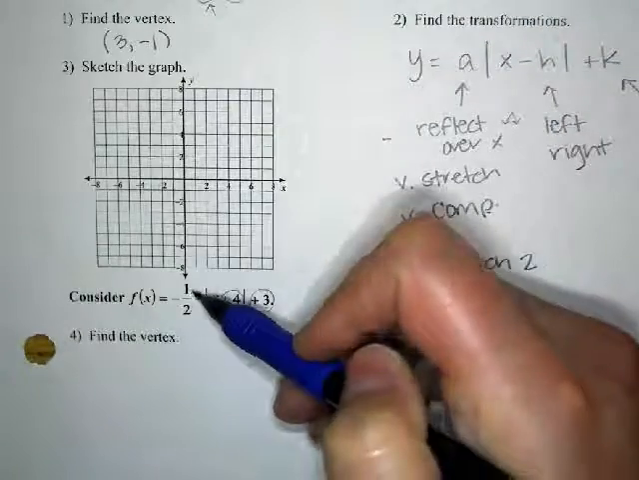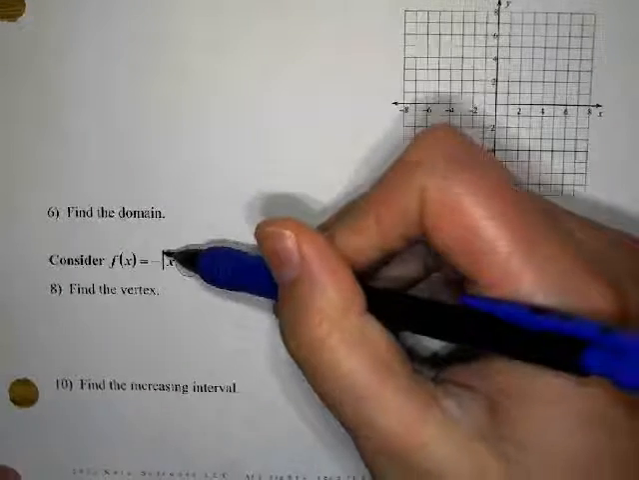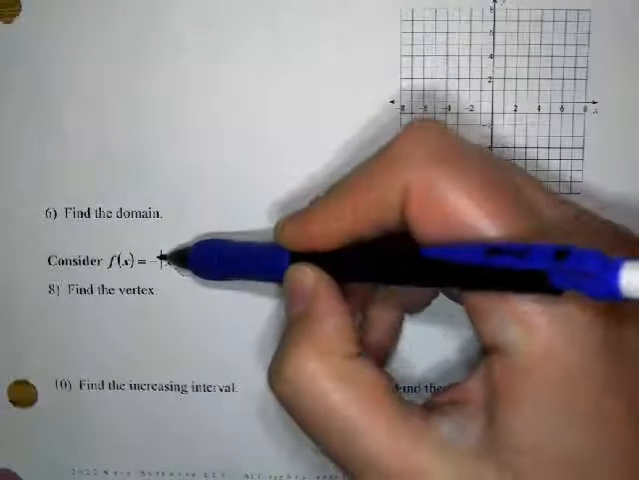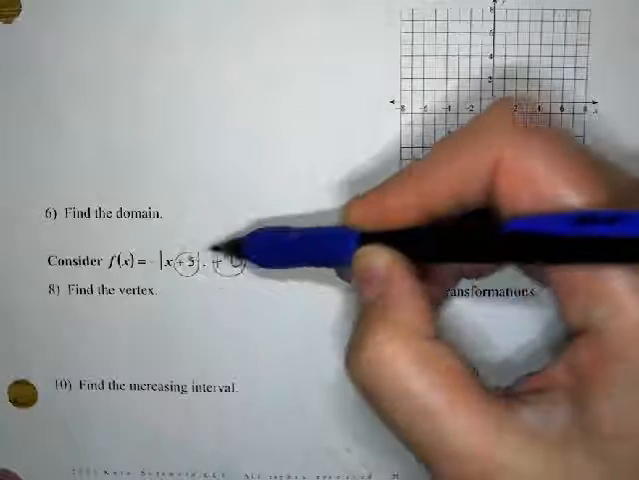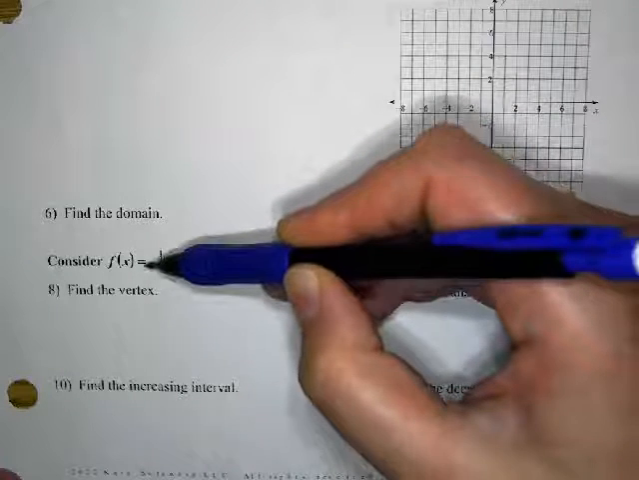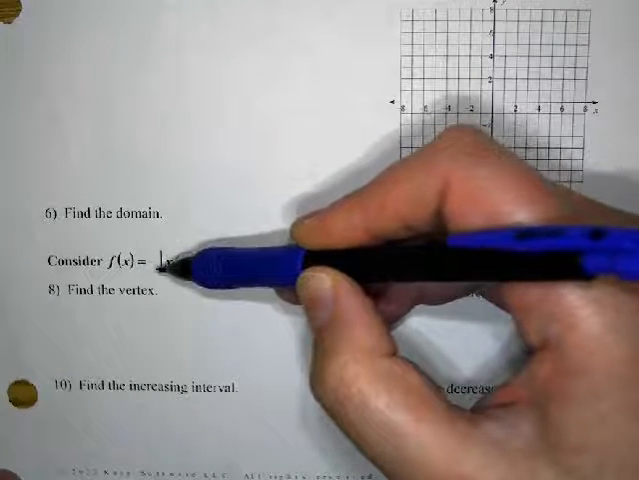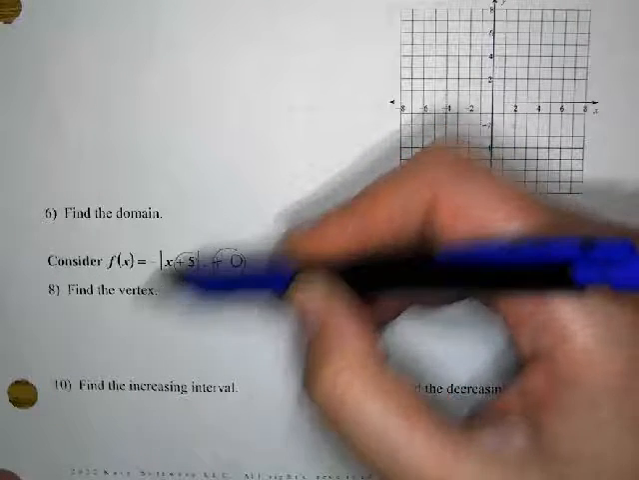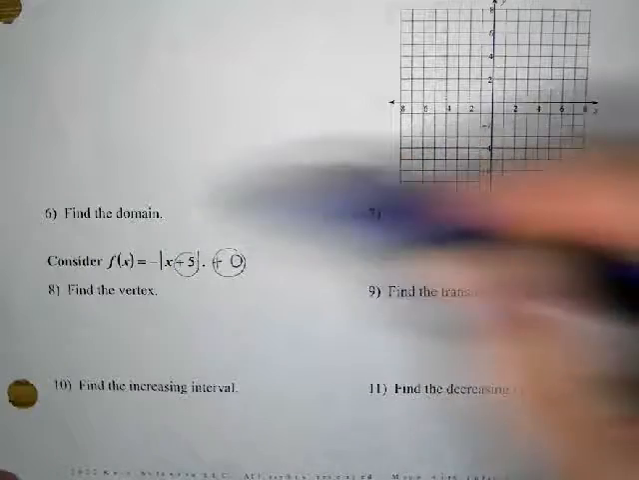So this graph is squished. On the next one, there's not a number in front. So the negative's in front, so it's been reflected over x, but there's no number in front, which means that this graph is just regular. It's not tall and skinny, it's not short and fat, it is just normal.